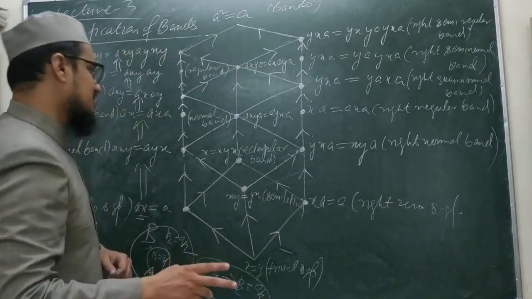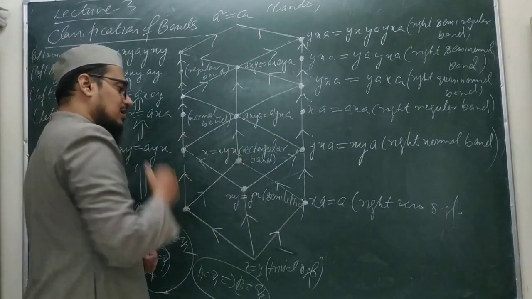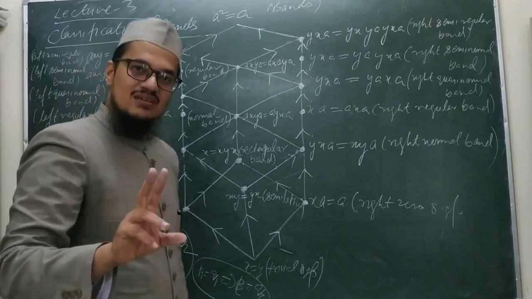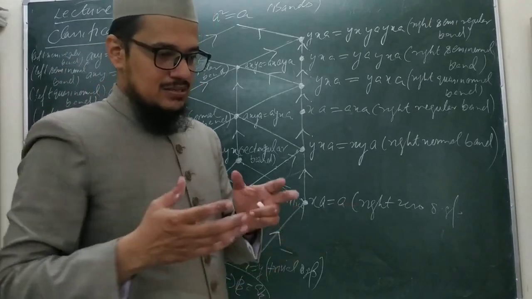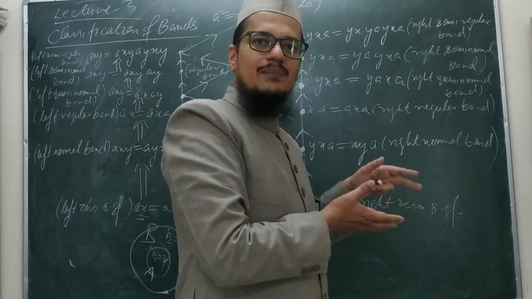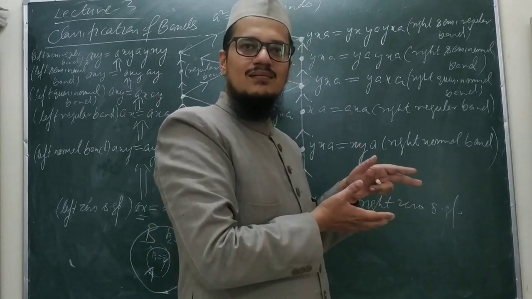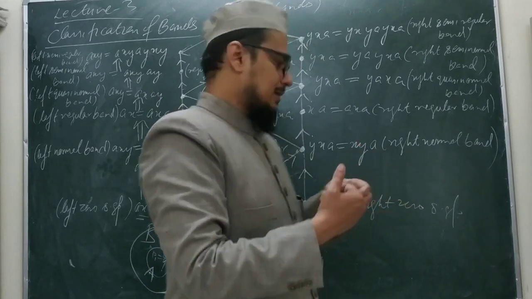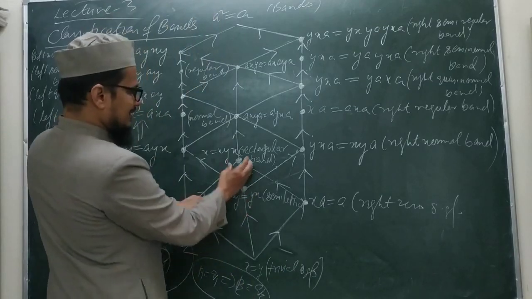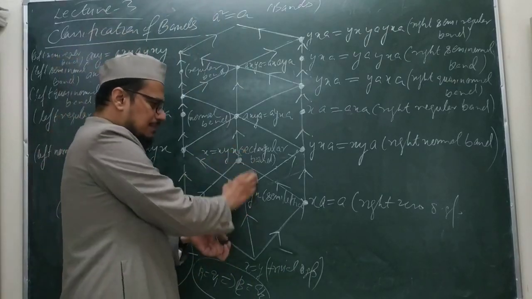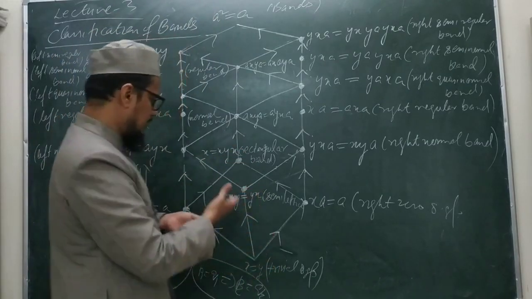But there is no connection between semi-lattice and rectangular band. Semi-lattice is not a rectangular band. Is it clear? It's not a rectangular band. This identity does not imply rectangular band. Rectangular band does not imply semi-lattice. There is no connection. Well, you can see that.